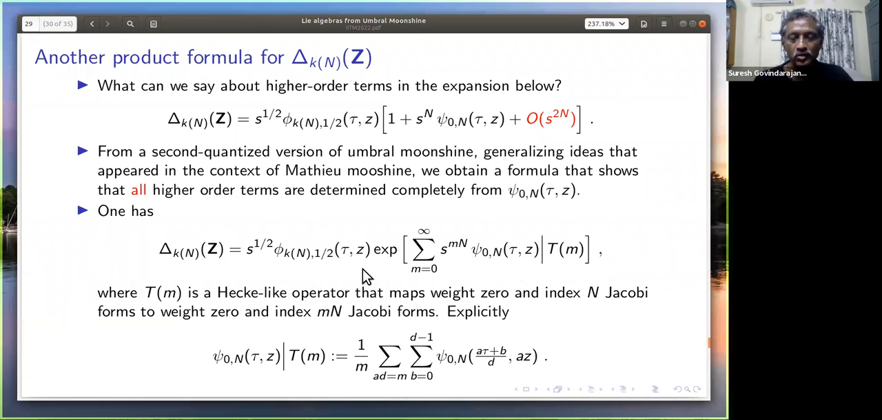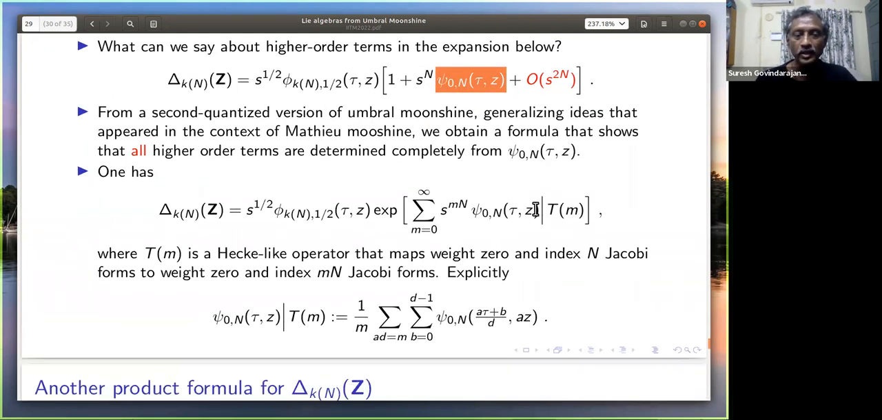Okay, this we have already seen. But the remainder of the term is an exponential of some Hecke operator. Which says that you take psi 0 n, which is this, and you act on it with this, and all higher order terms come by this. So in some sense, if you know psi 0 n, you know all the rest of the terms. All the other terms are determined completely in terms of psi 0 n.